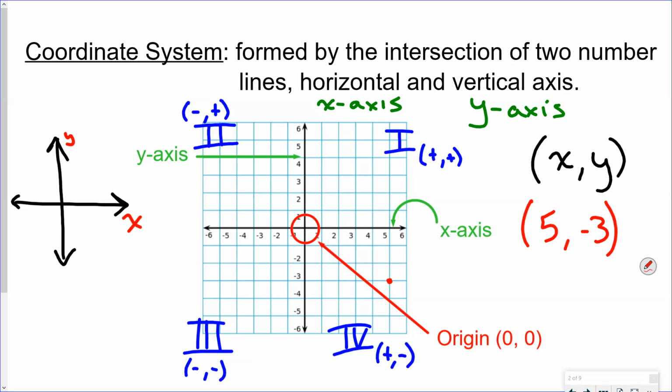Now sometimes we label them with a variable. If there is no variable to label it with, we just draw the dot, and we can definitely tell it's 5, negative 3. So this is our coordinate system, our coordinate plane. Make sure you understand how we graph points. We're going to be dealing with graphing quite a bit.